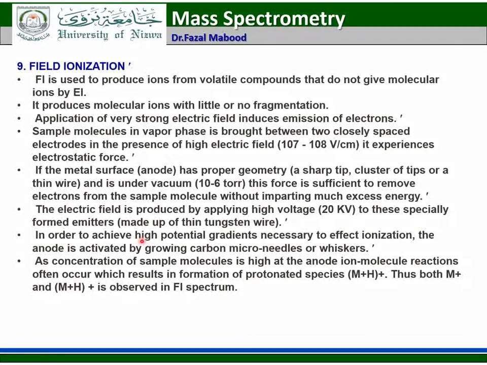to specially formed emitters. In order to achieve the high potential gradient necessary to effect ionization, the anode is activated by growing carbon microneedles or vesicles. As the concentration of sample molecules is high at the anode, ion molecule reactions often occur, which result in the formation of protonated species MH+. Thus both M+ ion and MH+ ion are observed in the field ionization spectrum.